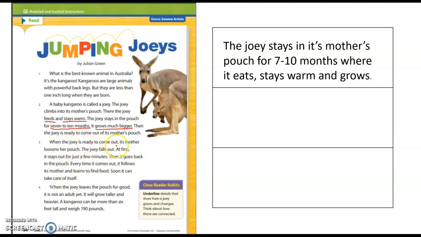When the joey is ready to come out, its mother loosens her pouch. The joey falls out. At first, it stays out for just a few minutes. Then it goes back in the pouch. Every time it comes out, it follows its mother and it learns to find food. Soon, it can take care of itself. I'm seeing some sequence in paragraph 3. Can you point out the sequence words?